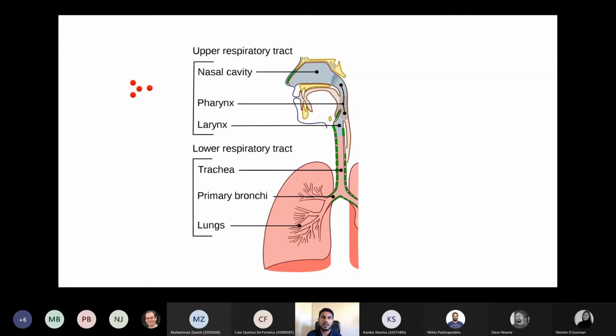This is an overview of our respiratory tract. Mainly, the respiratory tract consists of two main parts: the upper respiratory tract and the lower respiratory tract. And there are different components of the respiratory tract. When we get the virus, it comes through our nasal cavity and deposits on the airway walls.